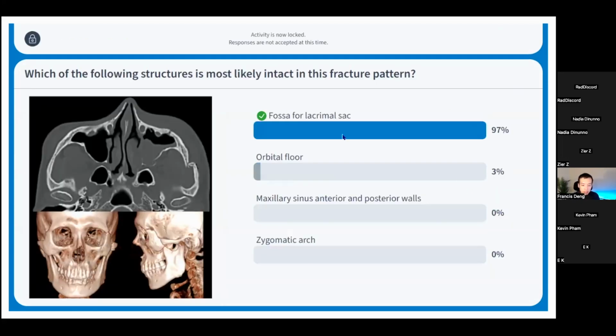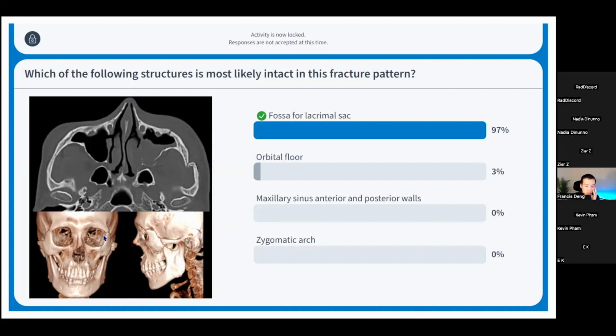Okay, the answer nearly everyone got right was fossa of lacrimal sac. So what we see here is a zygomatico-maxillary complex fracture. So the tetrapod fracture is a fracture of the zygomatic arch, anterior and posterior walls of the maxillary sinuses, zygomatico-frontal suture, and the lateral orbital wall, which is near the zygomaticosphenoid suture, and then the zygomatico-maxillary buttress, which includes the inferior orbital rim and orbital floor here.